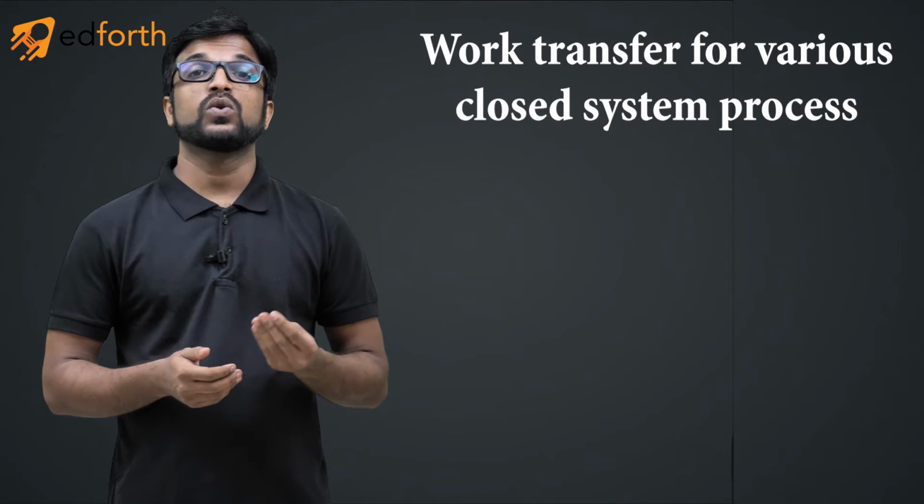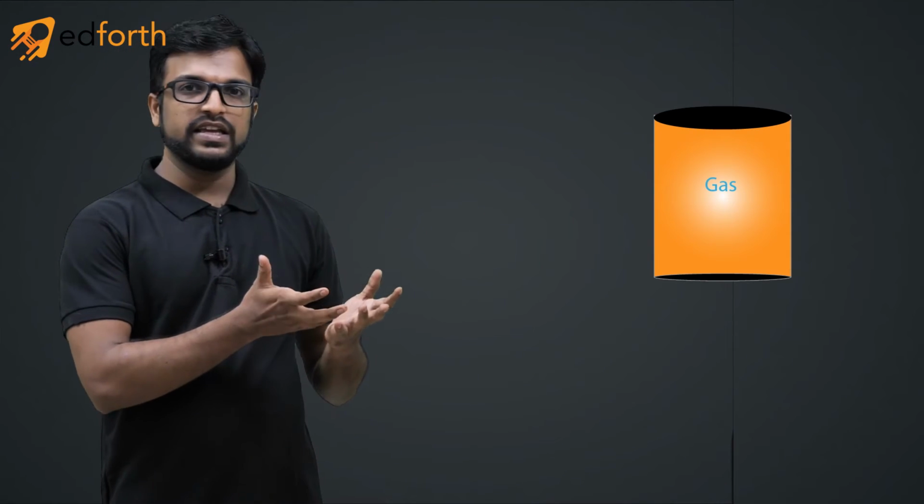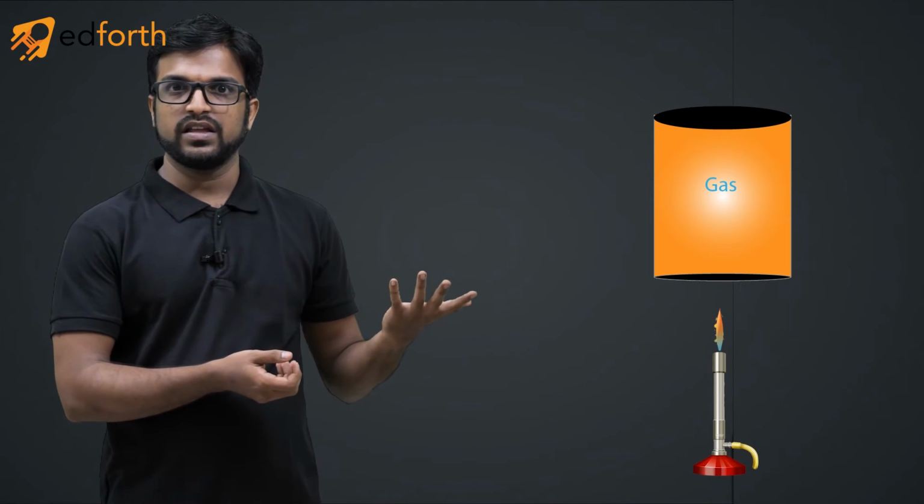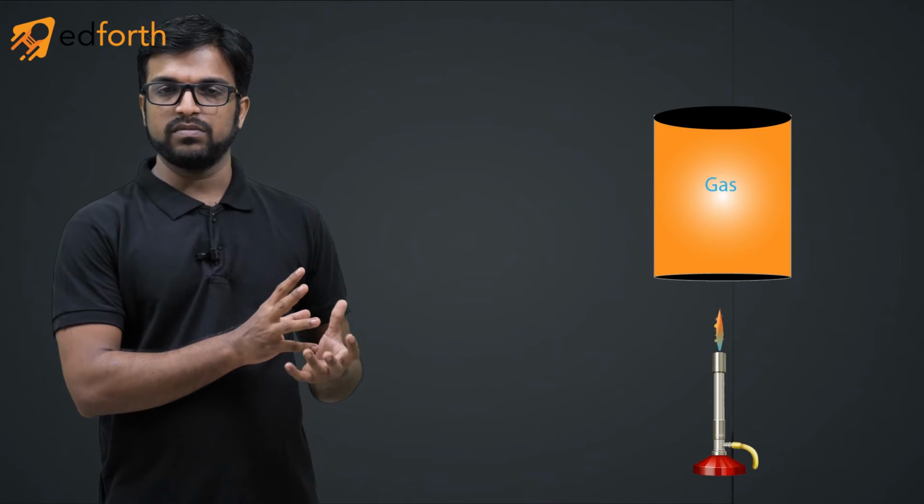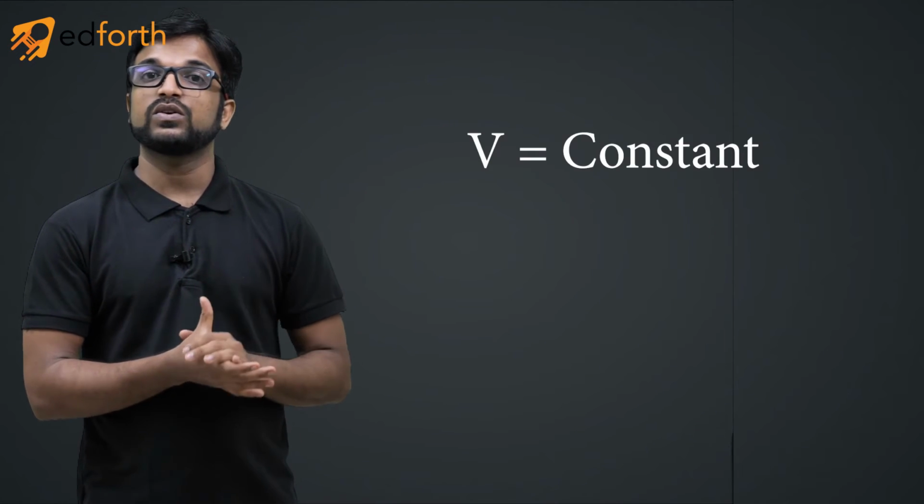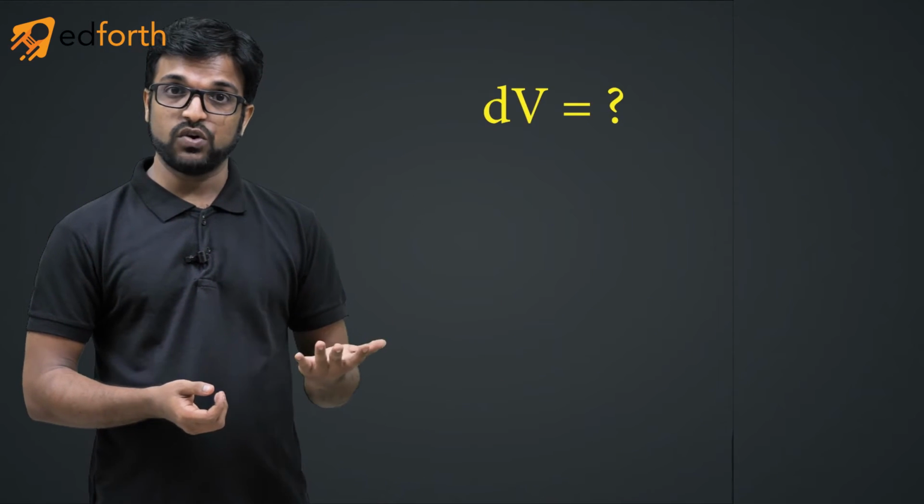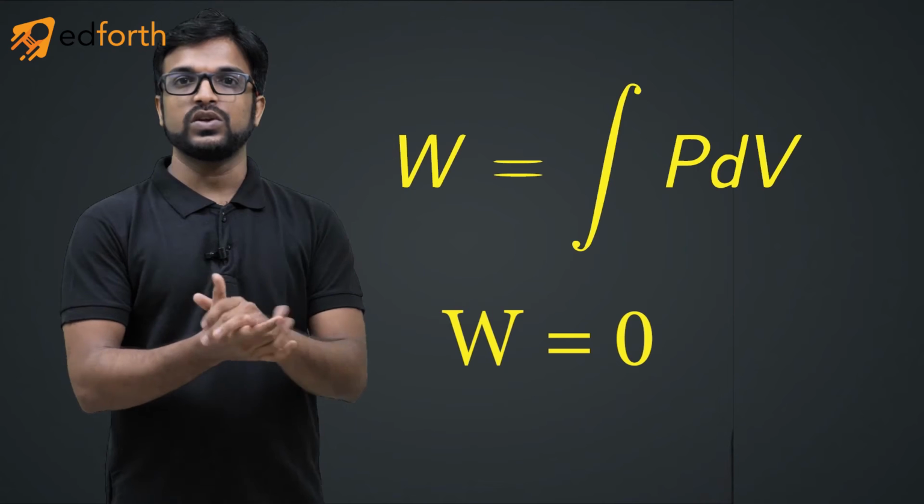Work transfer for various closed system processes. Let's start with the constant volume process. Consider that we have a rigid vessel, and I am supplying heat with a Bunsen burner or something. You know that the gas inside the rigid vessel will not be able to expand, right? Because it is inside a rigid vessel. So this sort of process we can call a constant volume process. Let's find out the work transfer in a constant volume process. We know that work transfer is nothing but integral PdV. Since it's a constant volume process, what will be the value of dV, the change in volume? 0, right? It's a constant volume, so the change in volume will be 0. So I will get work transfer equal to 0.